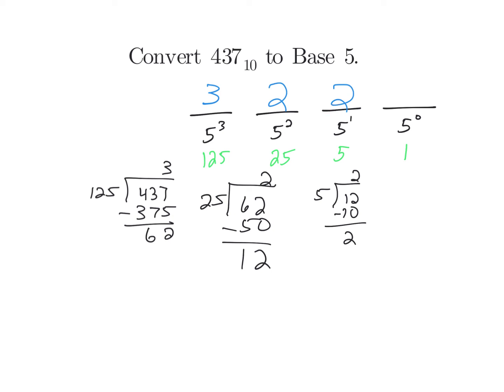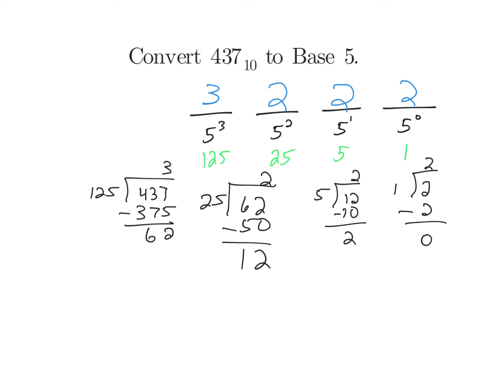Then for my last one, I'm going to ask the question one more time. The place value is 1. I'd say how many 1s are there in 2? I know I don't really need to write this, but just for the process of seeing where these all are, 1 goes into 2 twice, which means I'm going to put a 2 here. And I finish that and I get 0.